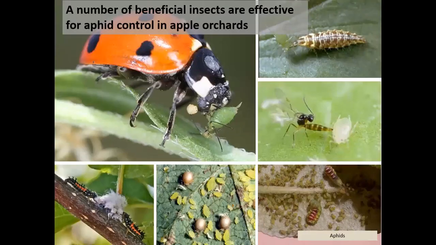So I've mentioned a number of times the importance of beneficials, both for mites as well as for aphids. And this is just an example of some of the numerous beneficial insects that are present in the orchard and can do a really effective job managing these populations. So it's really important, if an insecticide program is used, to select those products that have the lowest impact on these beneficial insects.